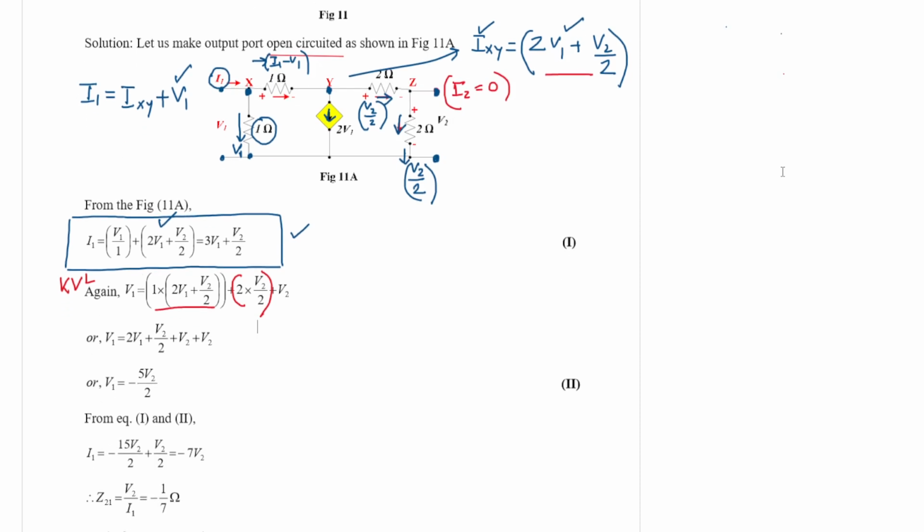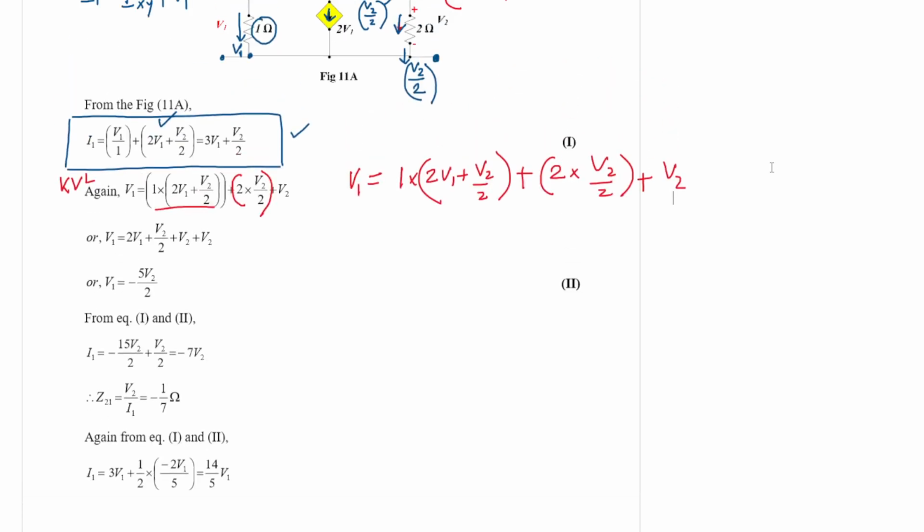So I am writing again V1, that is the input voltage. Now what is the voltage drop across the 1 ohm resistance? It should be 1 into 2V1 plus V2 by 2, plus the voltage drop across this 2 ohm resistance, which is 2 into the current flowing through it, V2 by 2. And finally we have the open circuit voltage V2, which is directly falling on this 2 ohm resistance, so V2. If you solve this, you will get a relationship V1 is equal to minus 5 V2 by 2.